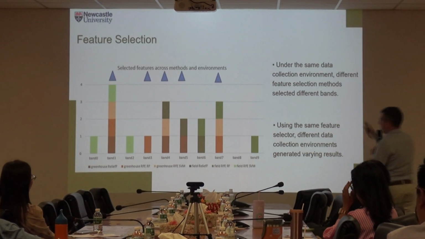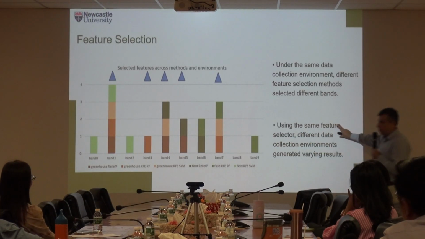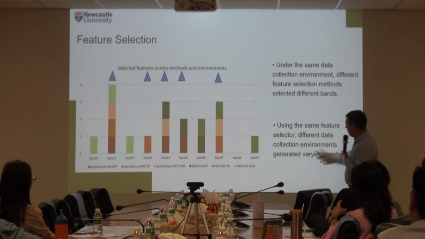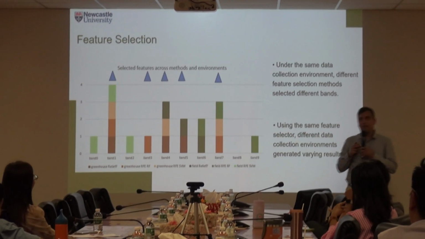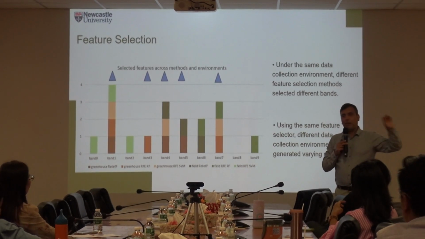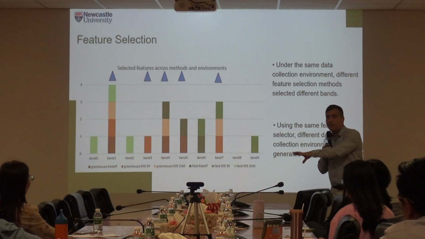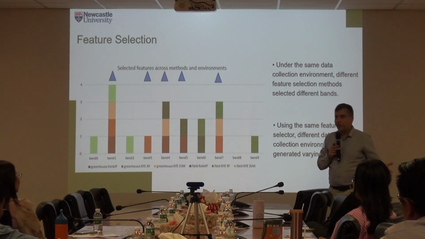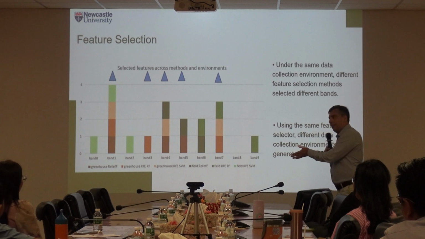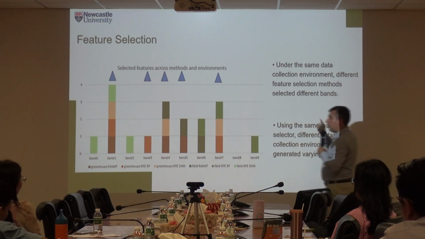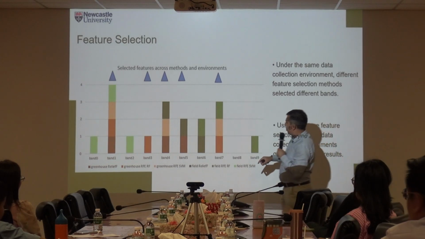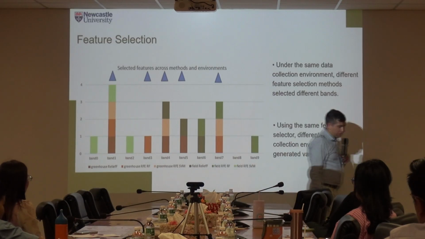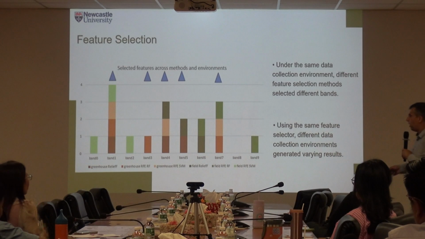Then, when we want to transfer something from the greenhouse onto the field, the same feature selector but a different data collection environment generated really different results. So you can't apply what's happening in the greenhouse to what's happening in the field. It's easy to say things are working perfectly when you're generating something in the glasshouse and bringing it forward to the field, but it doesn't happen. There are some features, for example these, that you can still use, and those features can still work, but some of the other features are quite different.